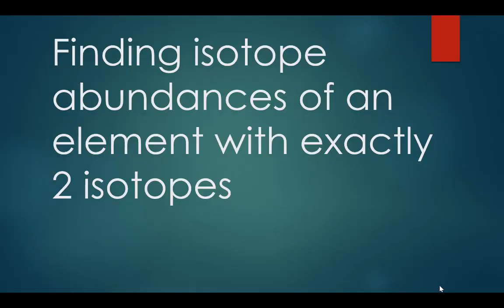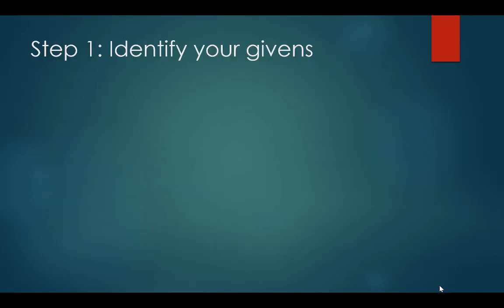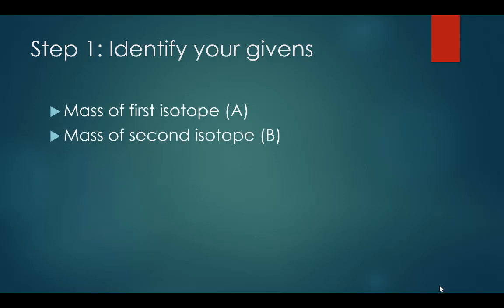Today we're going to learn how to use the average atomic mass of an element with exactly two isotopes to work backwards and find the abundances of those two isotopes. This does require a little bit of algebra. Your first step is to identify what's given to you in the problem. You're going to be given the mass of the first isotope, the mass of the second isotope, and the average atomic mass of the element. And once again, this technique will only work if you know the element only has exactly two isotopes.